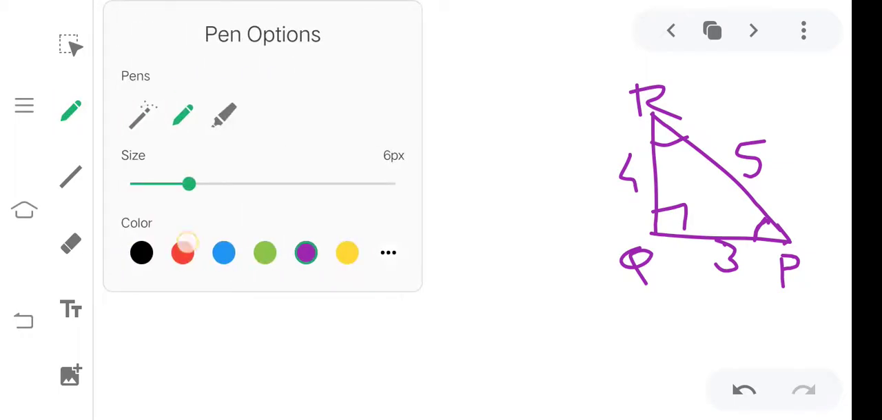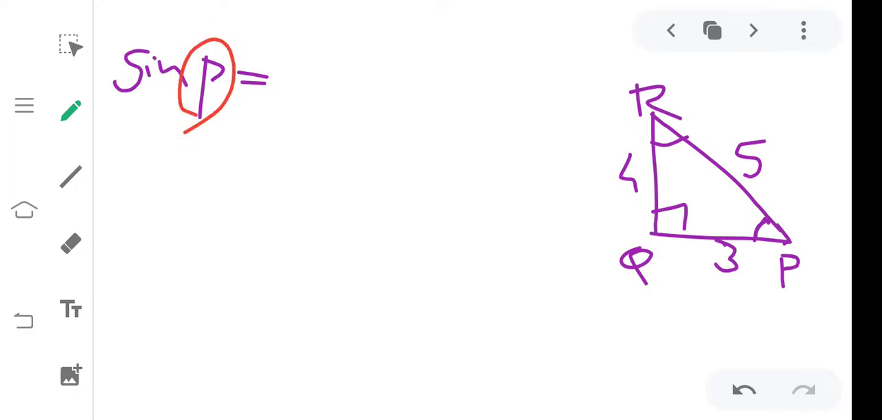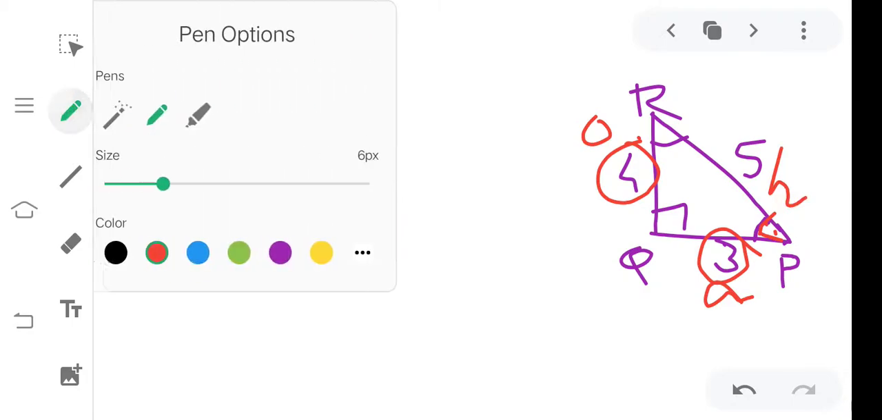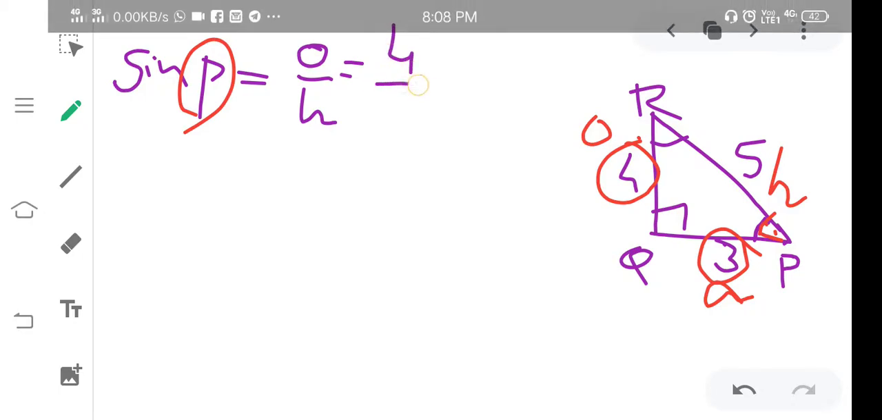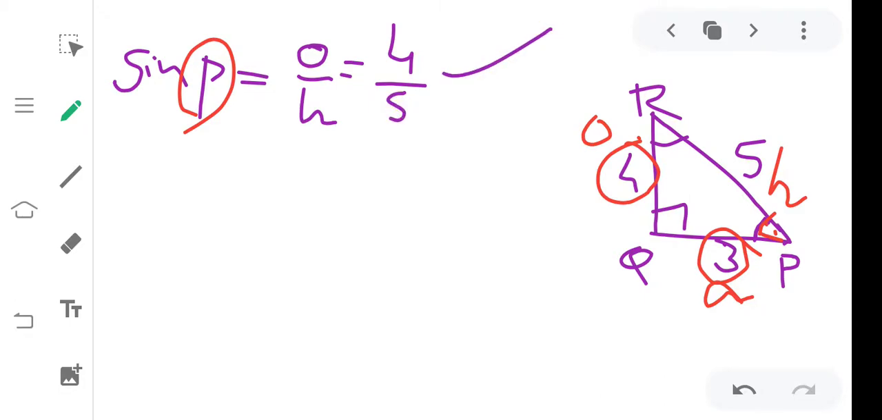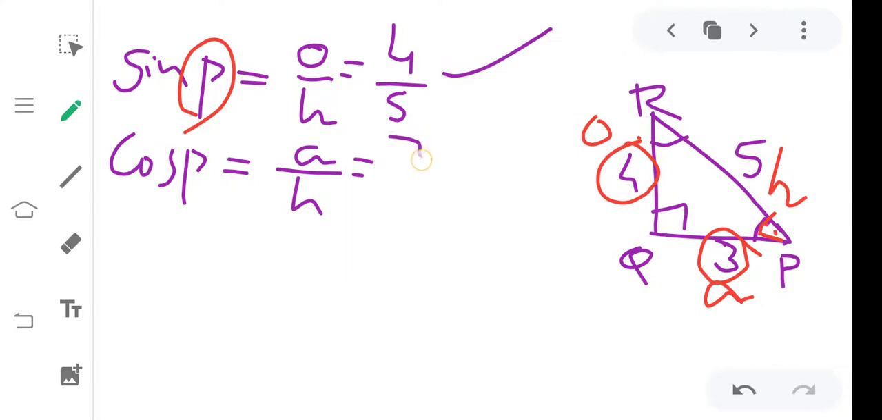So when you are thinking about sin P, you can identify the angle is P. If your angle is P, then 3 is the adjacent side and 4 is the opposite side. Of course 5 is hypotenuse here. Okay, and as your ratio is sine, you know it is O by H, opposite side by hypotenuse. So here opposite side is 4 divided by hypotenuse is 5. That is the answer. If you want to find cos P, you know cos P is adjacent side by hypotenuse, which is 3 by 5.